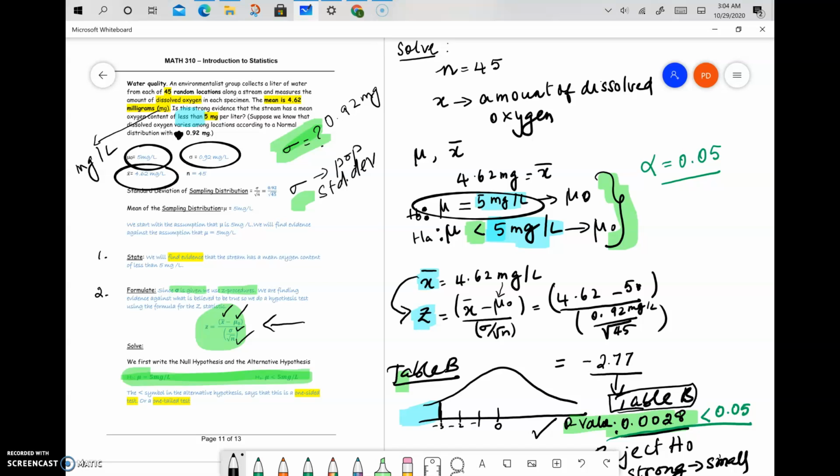When you do the calculations, you get a z value of negative 2.77. Using table B, we find the area to the left because we talk about mu less than 5 mg per liter, which gives us a p-value of 0.0028, which is way less than our significance level, which is 0.05. So we reject the null hypothesis, and we can also say we have strong evidence to prove our point, which is that the stream has a mean oxygen content of less than 5 mg per liter.